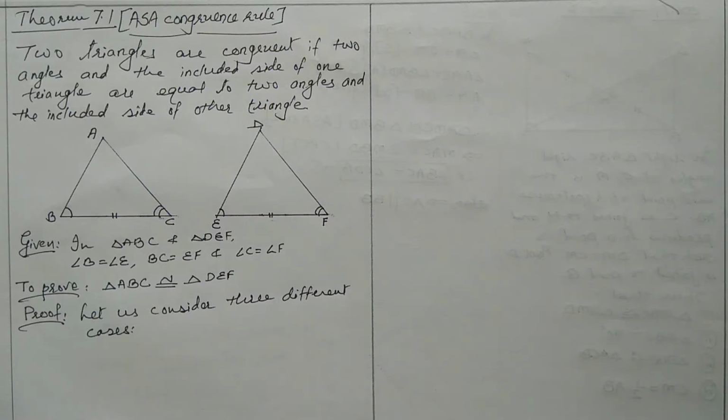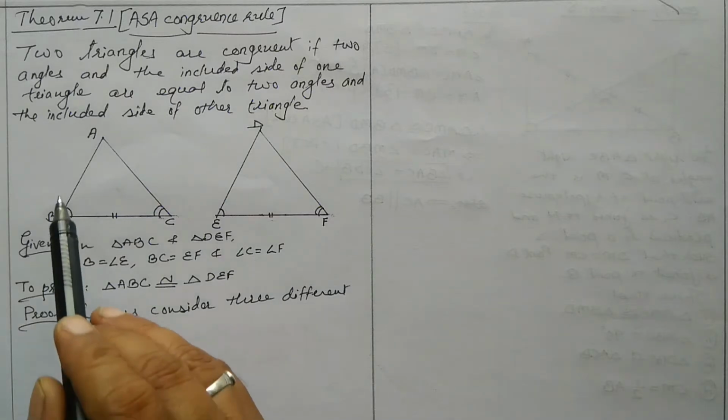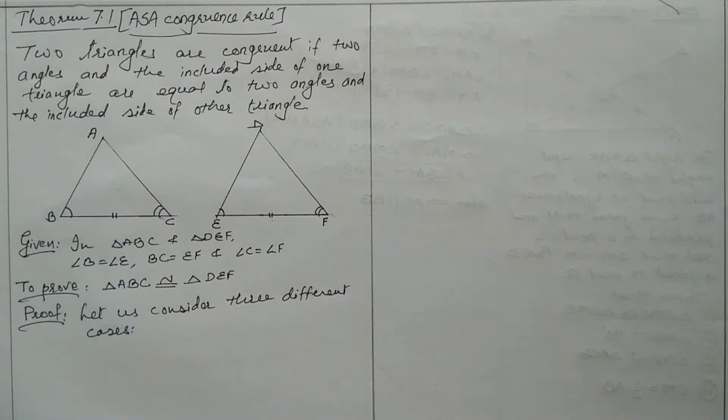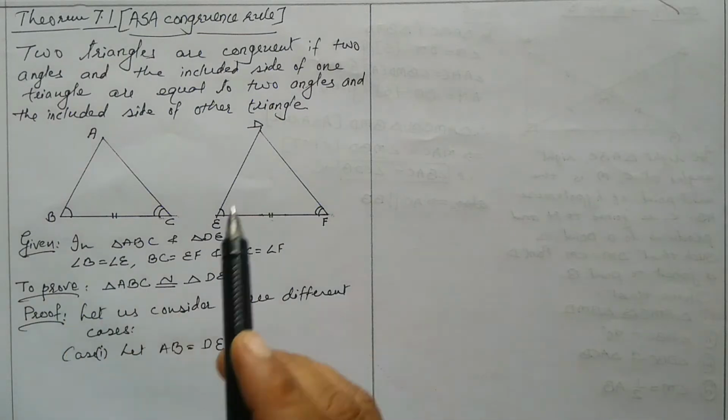When we discuss the proof of this, there arise three conditions, and we will try to prove this by the side angle side rule. For side angle side we have to consider any one of the sides. So we will take three different cases. Case 1: let AB be equal to DE. We will refer to the above diagram only.